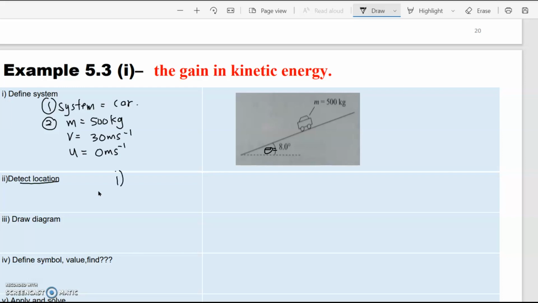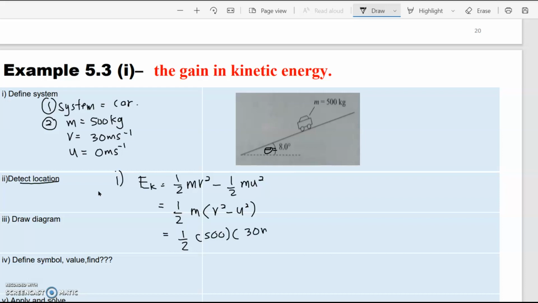So we come out with the equation. We find the gain in kinetic energy by the formula half mv squared minus half mu squared. So we can simplify the equation to half m times v squared minus u squared. So substitute all the information inside the formula: half times 500 times 30 meter per second minus 0. So altogether, when we calculate, it is 2.25 times 10 to the power of 5 joule.